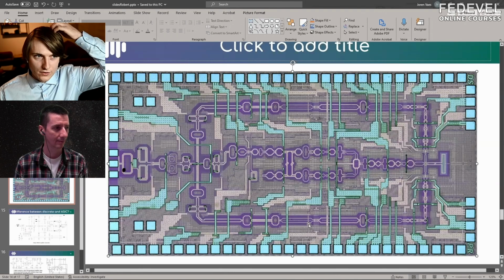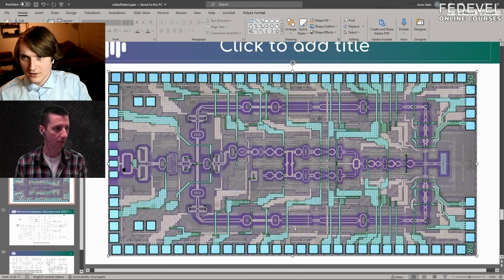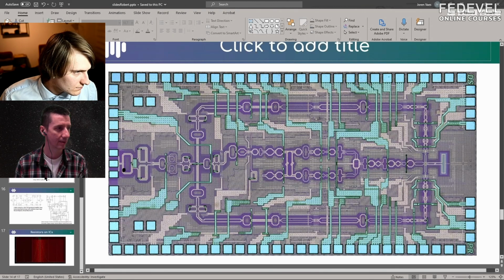I don't know if you have any more questions about this example. We can move to a different slide. What else do you have?